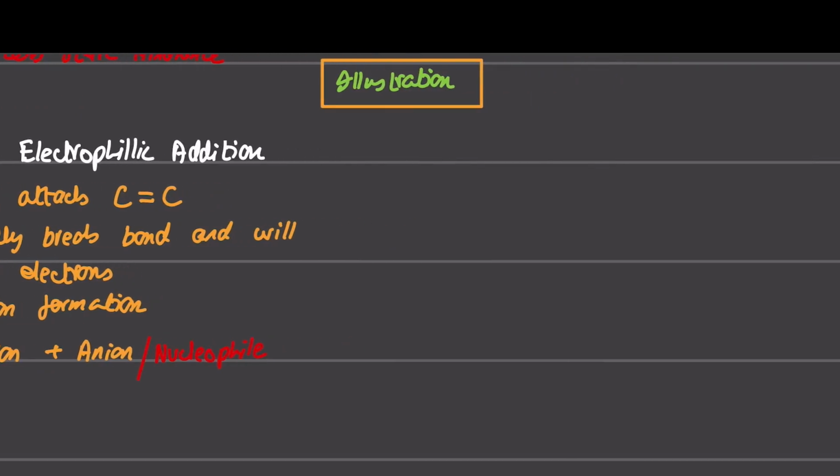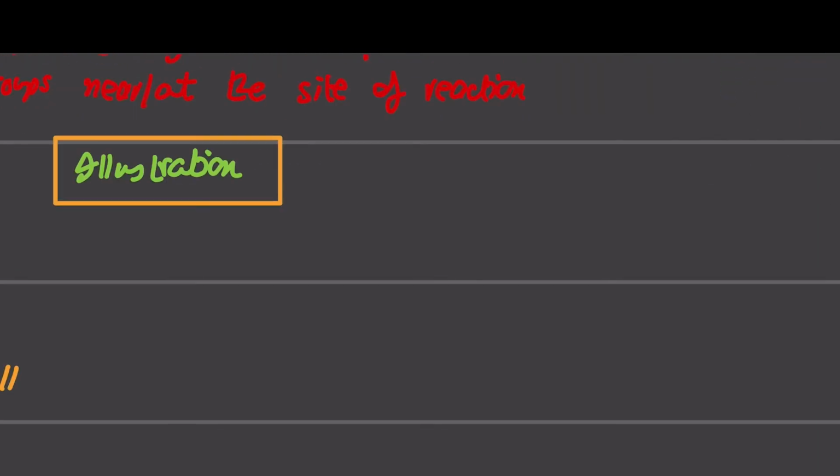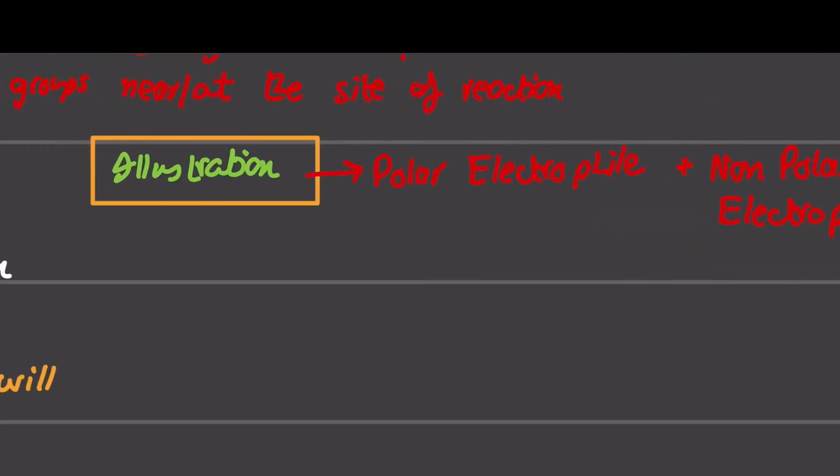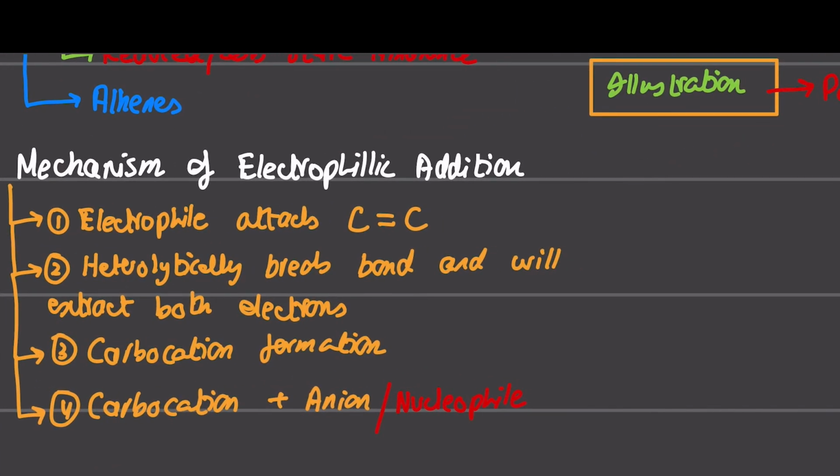Now keep watching. It is actually divided into two forms. There is a polar electrophile and there is a non-polar electrophile, and it's really easy. It's just that the non-polar electrophile has to undergo one additional step, but again the mechanism is all the same.